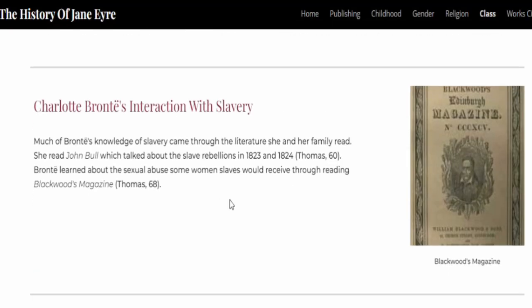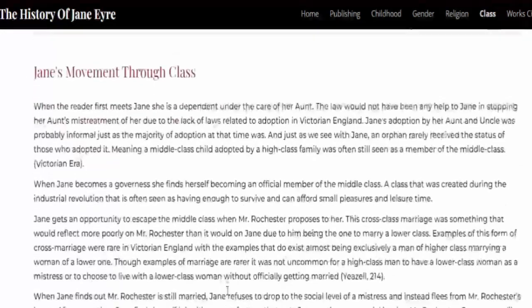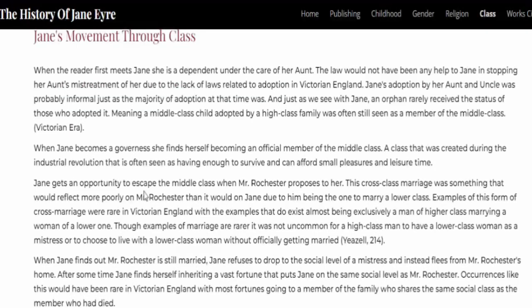I also give a little brief paragraph about Charlotte Brontë's interaction with slavery and the magazine she actually read about it, which was kind of interesting. But getting past the whole slavery section, we actually get to what the book has to say about class, which is Jane's movement through it.